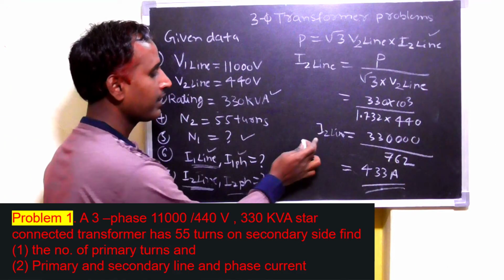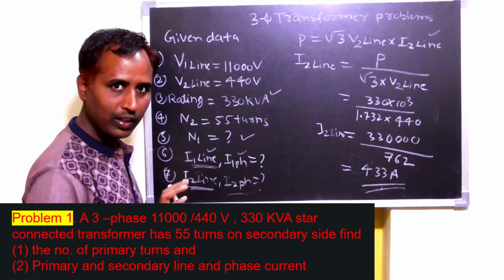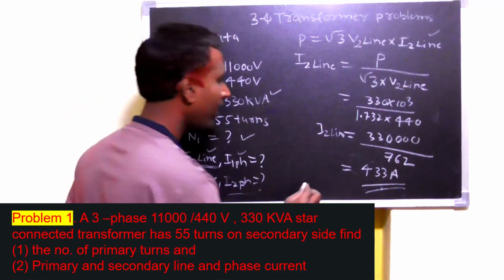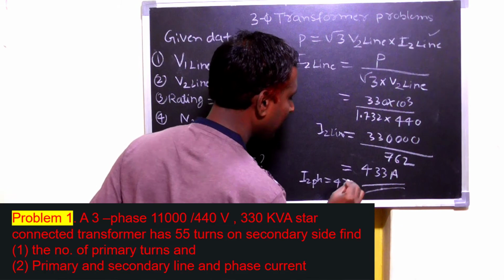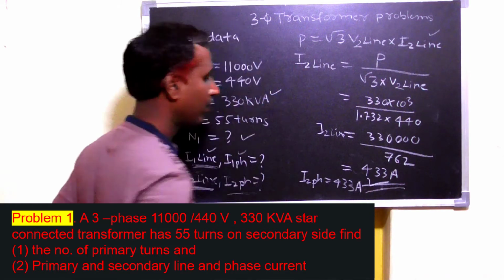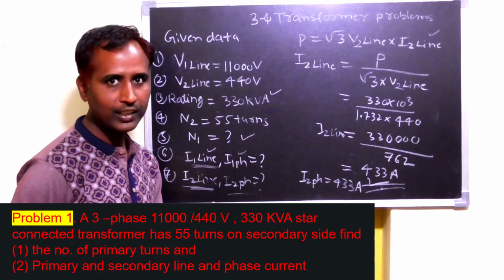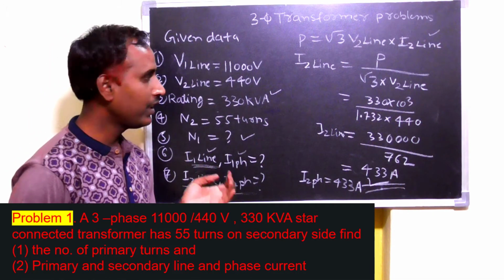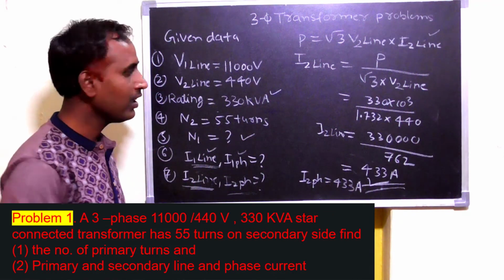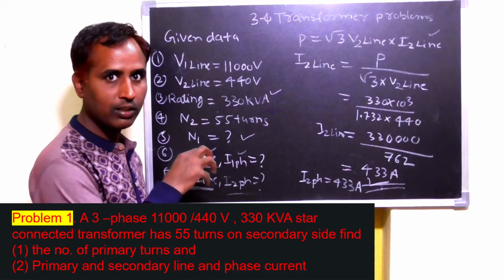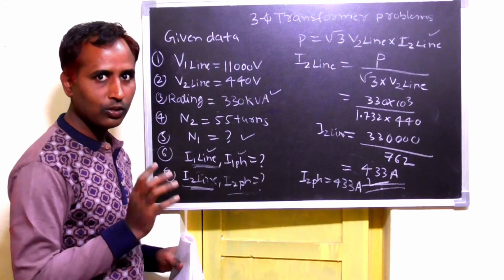Friends, this is the secondary line current. We know that in star connection, line current equals phase current. That's why I2 phase equals the same, 433 amps. Friends, this is simple. I already told you there is a lot of confusion; I am just solving the problem as per the books. This is completed. I took this problem from the Dogal book, the electrical engineering Dogal book.